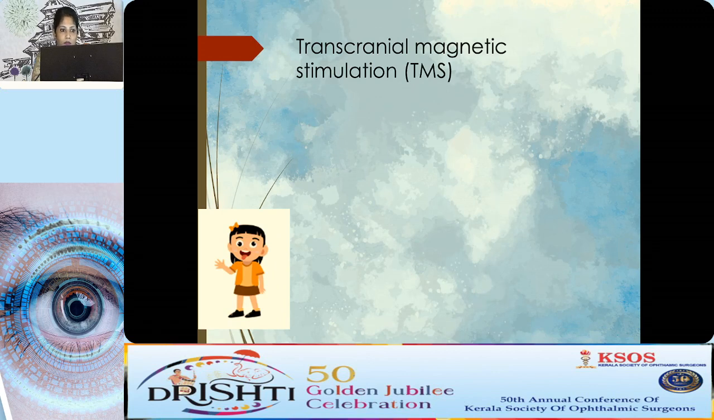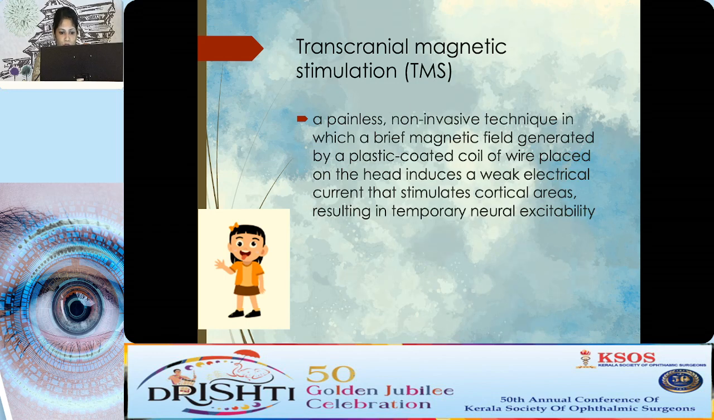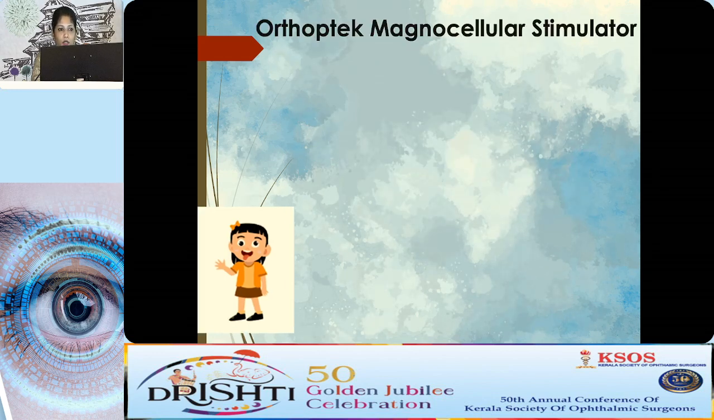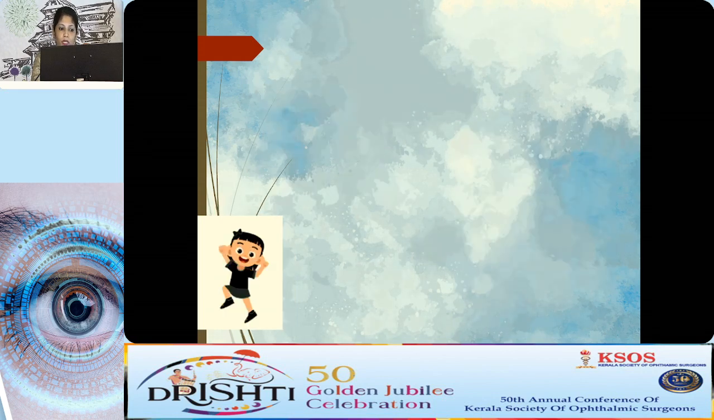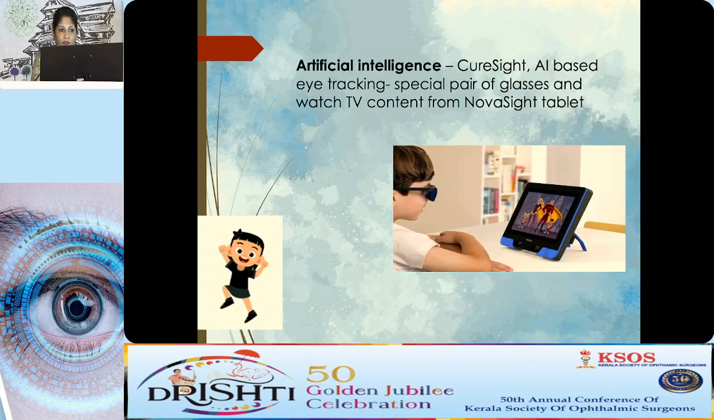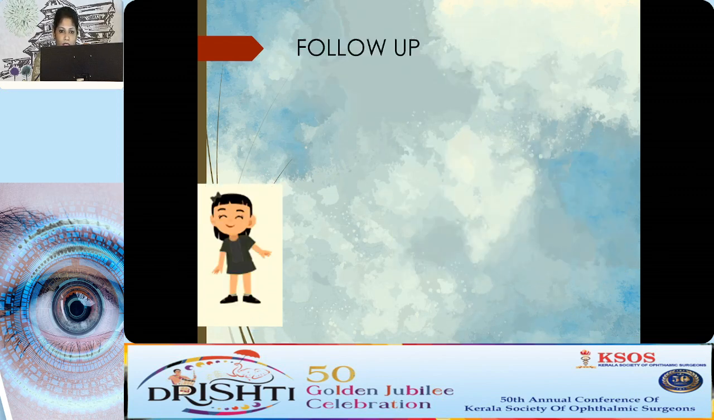This is another mode of treatment, that is transcranial magnetic stimulation, which results in temporary neural excitability. And orthoptic magnocellular stimulator. Here, multiple areas in the brain are stimulated, which in turn stimulates the vision center. It's found to be effective in anisometropic and strabismic amblyopia. And not to forget about the artificial intelligence-based KSOS2023.